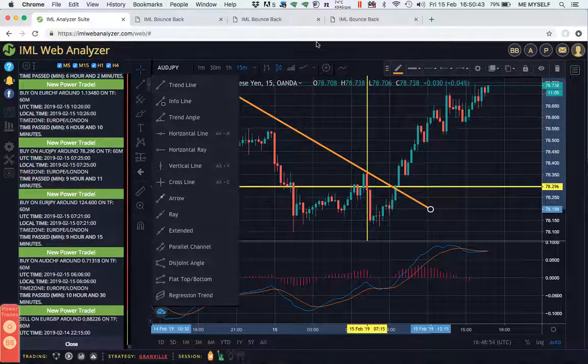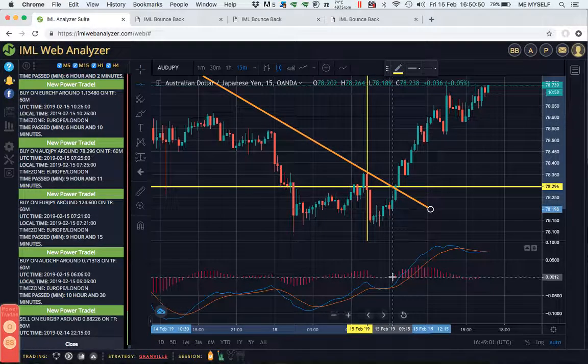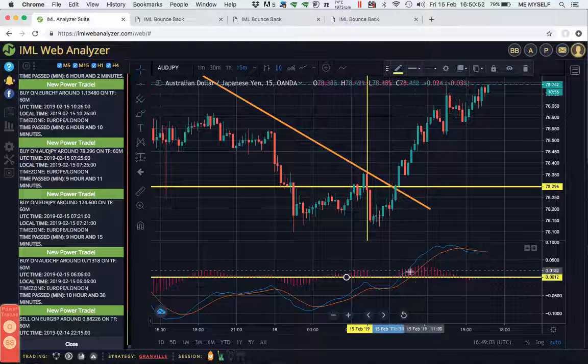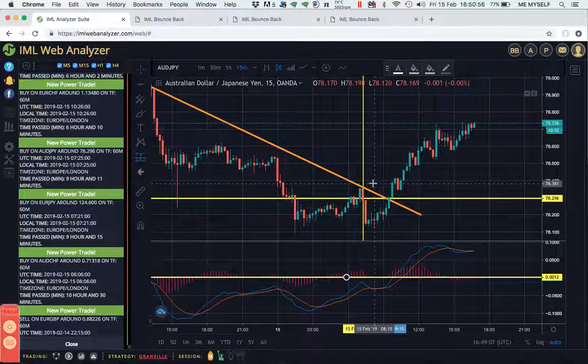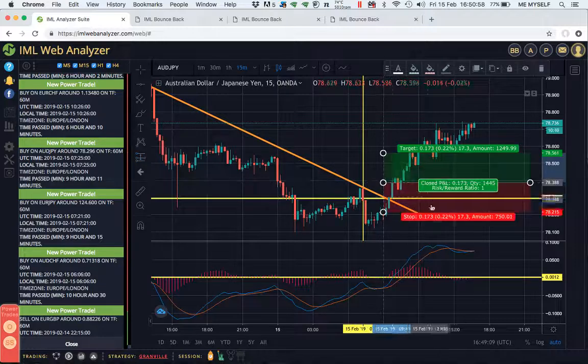And also you have to have a confirmation with your MACD. Did your MACD histogram cross above the zero line? Yes, it did. All right, your MACD histogram crossed above the zero line, so yes, it did. And simply, that's your entry here.